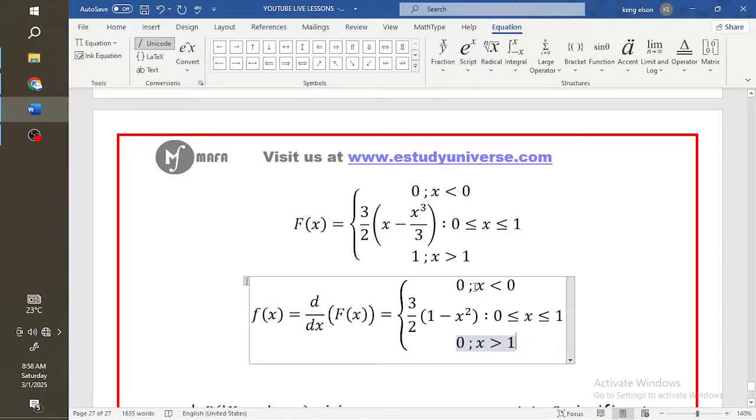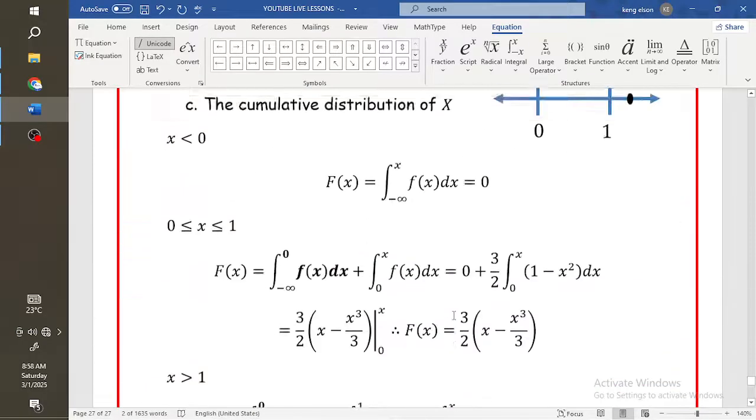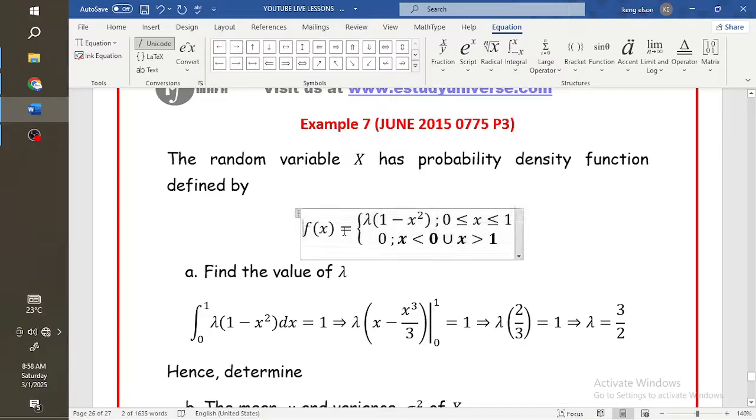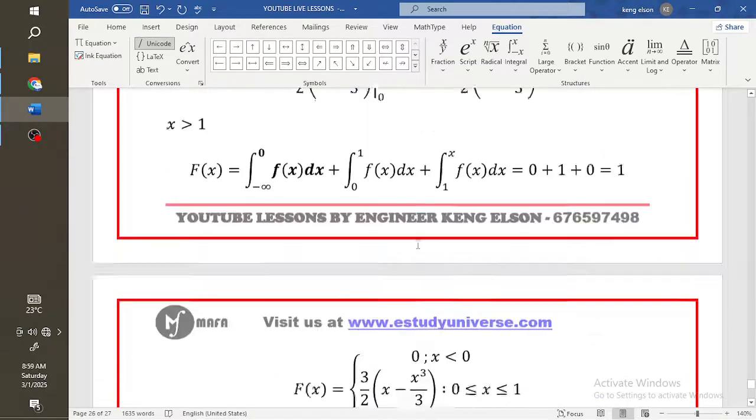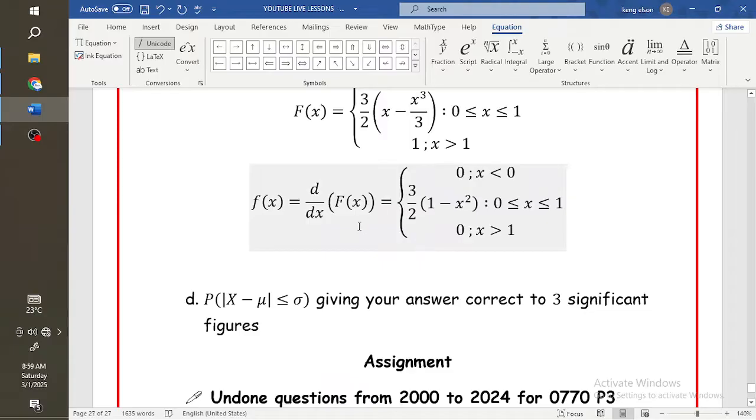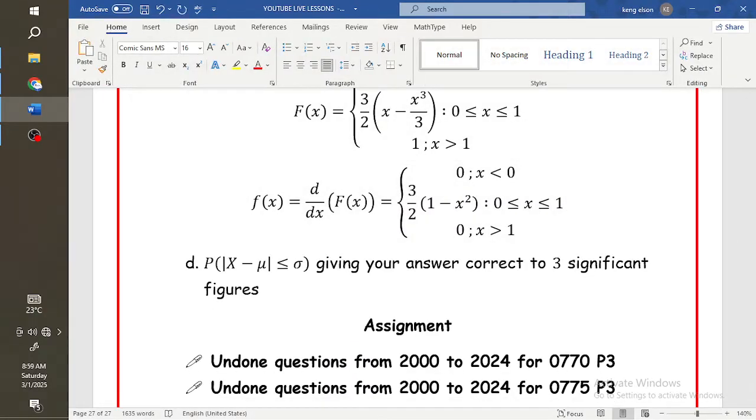So you clearly see that when x is less than 0 and x is greater than 1, our small f of x is equal to 0. And then when x is between 0 and 1, we have this answer, which clearly gives us back the original definition, because our lambda is equal to 3 over 2. So you see that when x is less than 0 and greater than 1, the result is 0 for f of x, and when x is in this interval, this is the result. So that's how we can move from the cumulative distribution function back to the probability density function.